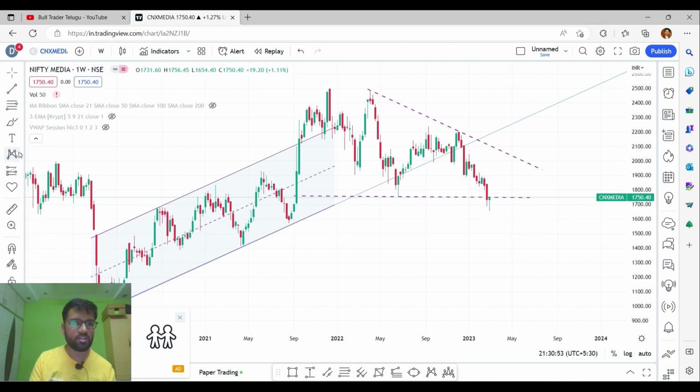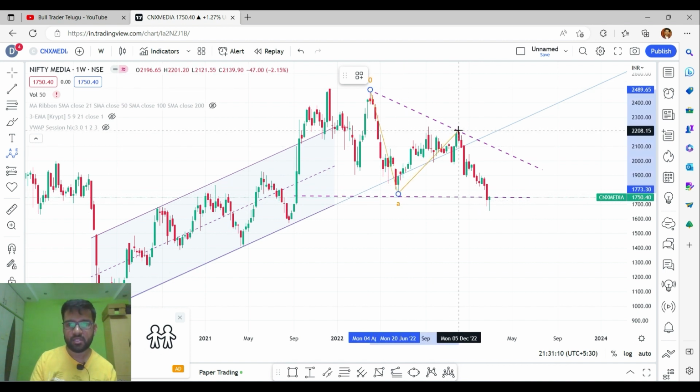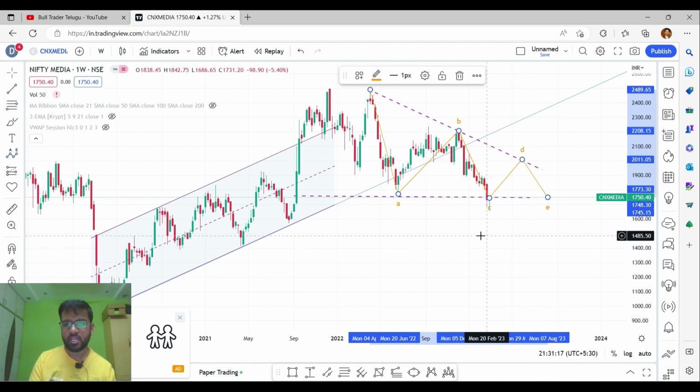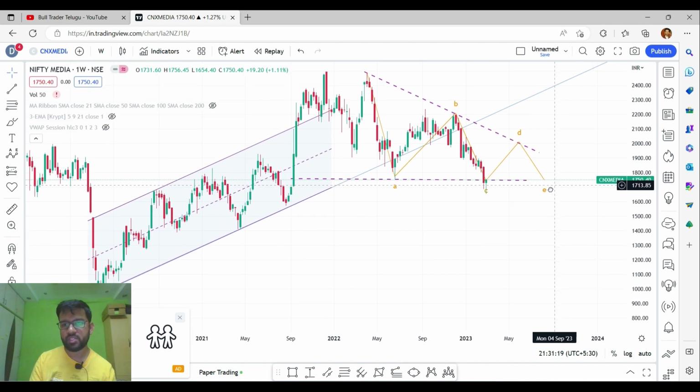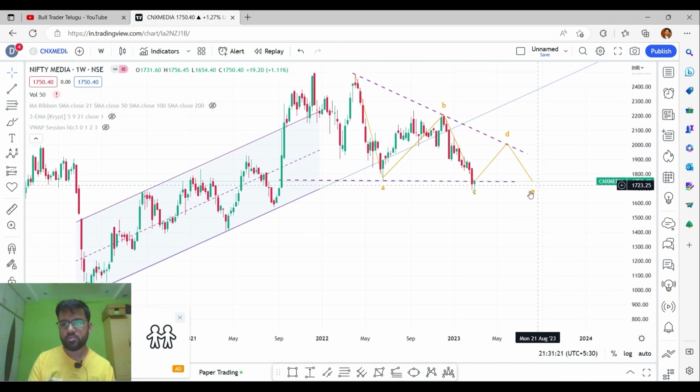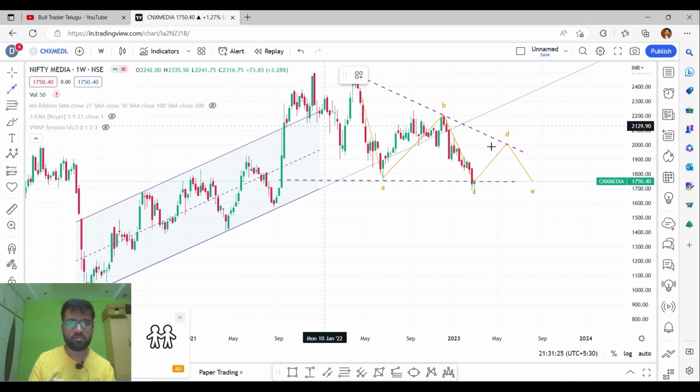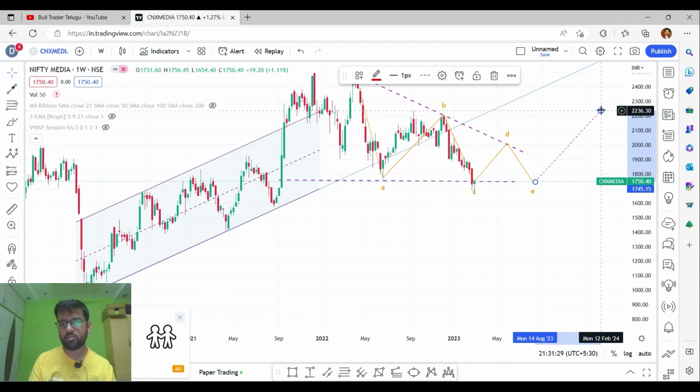So we can see a good rally in the media stocks in the coming week. Even if we draw this triangle pattern, we need to start from this. So this is first A, B, and this is C, and this is D, and this will be our E, and we need to expect a breakout from this point, that is from E to upside. If we draw the breakout line from here, we can expect a breakout from this. The market will go up like this.